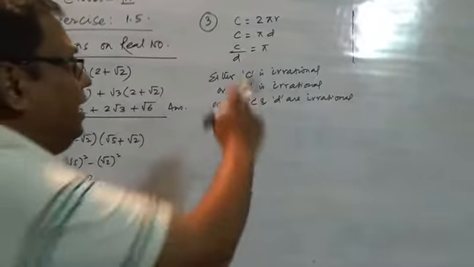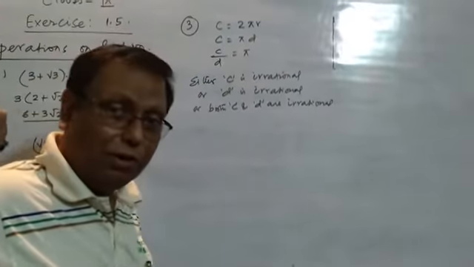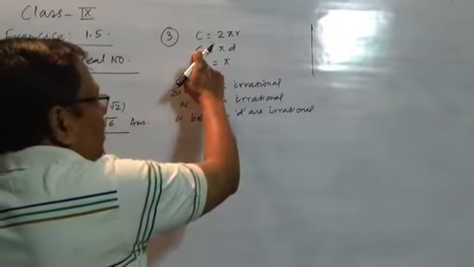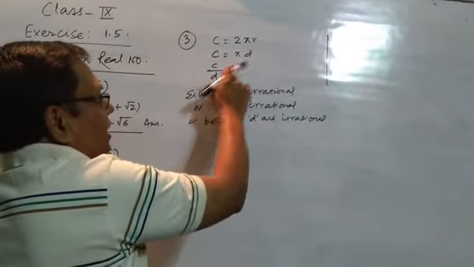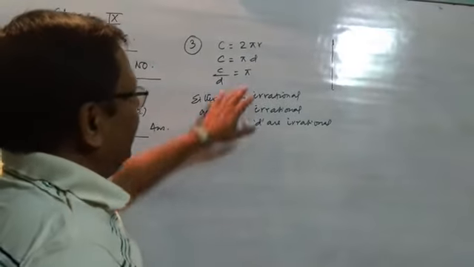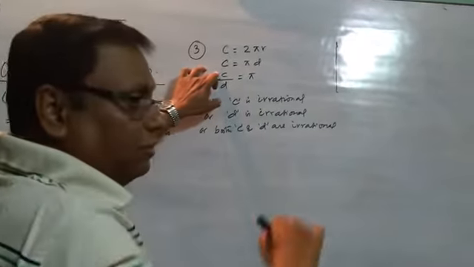Once again let me say, C is the circumference of a circle, equal to 2 pi r. We have learned this in our junior classes. Or C equals pi d. d we will take here. C by d equals pi. Now pi is an irrational number. C by d: C is the circumference of a circle.